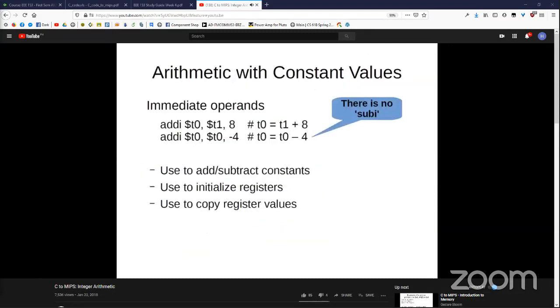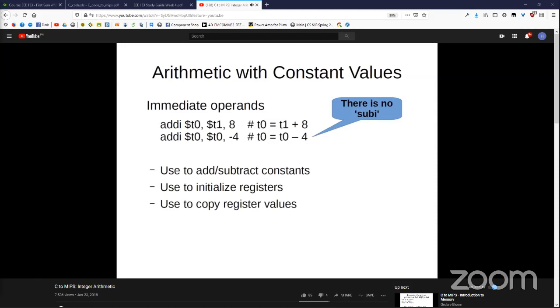We can also do arithmetic with constant values known as immediate operands, so the encoding of a number directly into an instruction. Here are two examples that are adding the value of 8 or subtracting the value of 4. Both use addi, for add immediate. Note that add immediate of a negative number is the subtraction of an immediate. Since we can encode the subtraction of an immediate using a negative operand, we don't need to have a subi instruction.